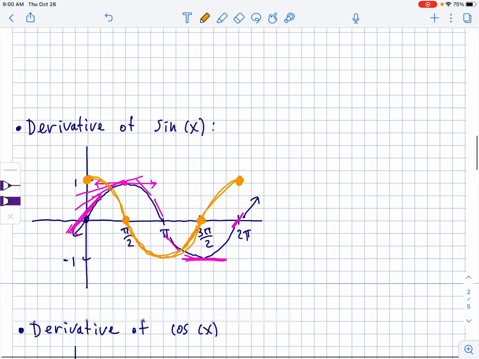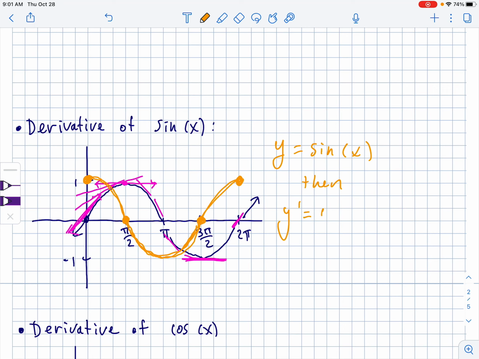Now, you guys, if I was to zoom out, what does that orange curve look like? Oh my gosh, that's right. It looks like cosine. So if y equals sine of x, then the derivative is cosine of x.